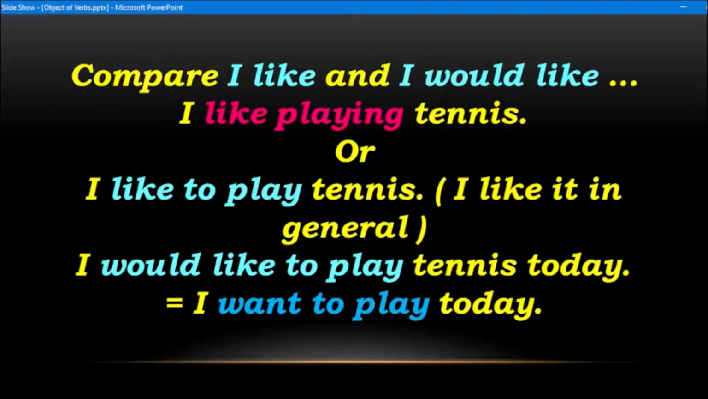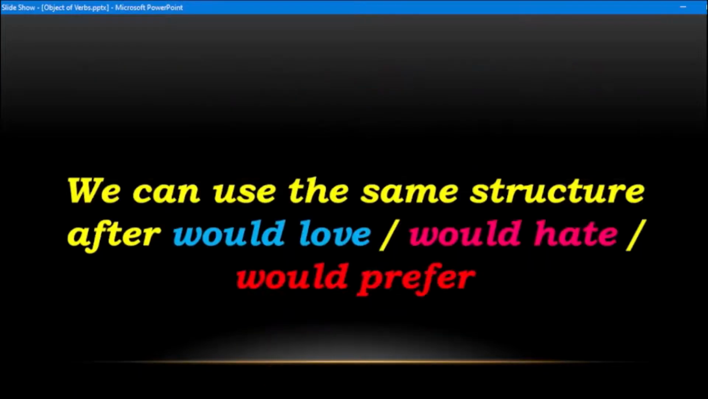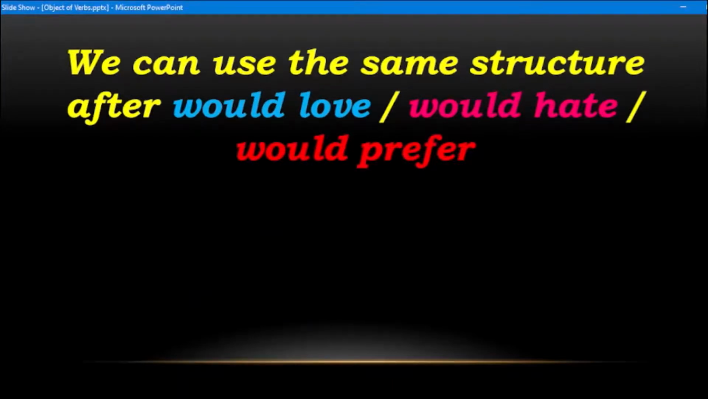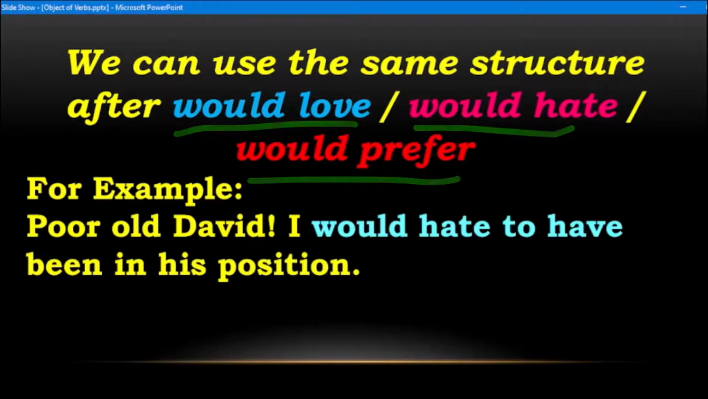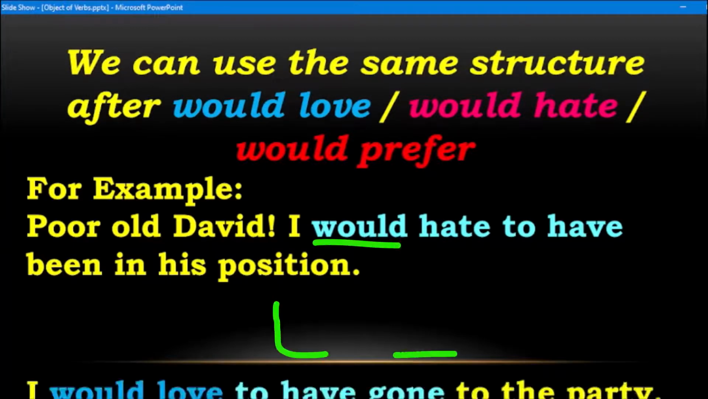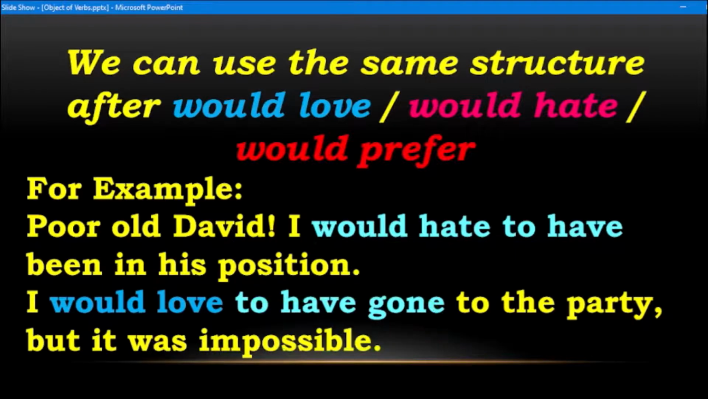When you want to play on that particular day, you can use the infinitive. And when you only say "I like playing," it means this is your likeness with respect to your game. I like tennis. I like playing tennis. Okay? We can use the same structure after would love, would hate, and would prefer. For example, poor old David, I would hate to have been in his position. I would love to have gone to the party, but it was impossible. Here we have gone, that is the past participle, which is followed by have.